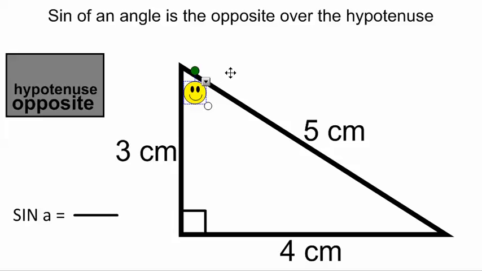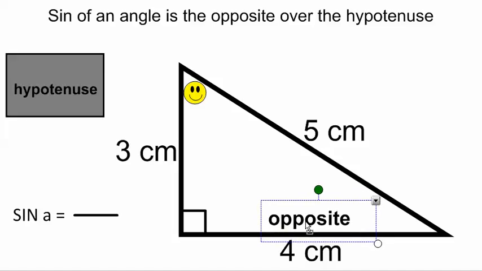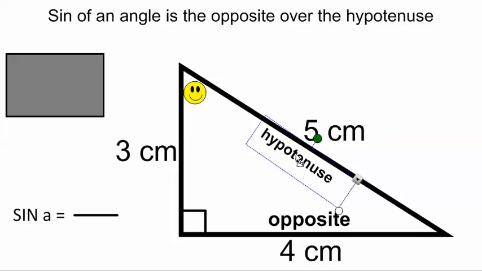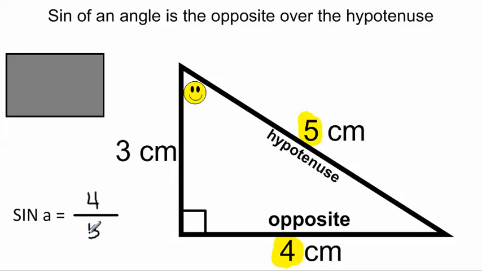All right. So suppose we want this angle up there. Our opposite is going to be as far away from that smiley face as possible. Opposite side is going to be 4, and our hypotenuse is going to be 5. So we've got our opposite over hypotenuse, 4 over 5. Sine of an angle is equal to 4/5.